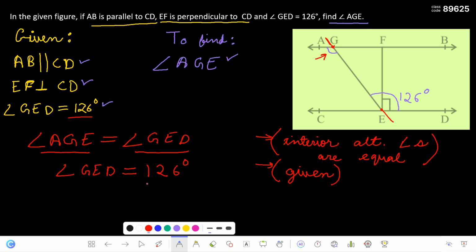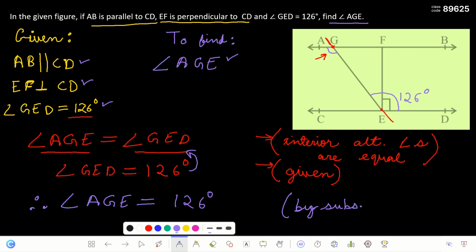Next step. Now I can simply substitute the value of GED from here into this equation, right? So what I write here is, therefore, angle AGE equals 126 degrees. How do I know? I just plug this value in. Now I need to provide a reason for this, right? Reason: by substituting. By substituting what? Well, we need to substitute angle GED by this value, right?